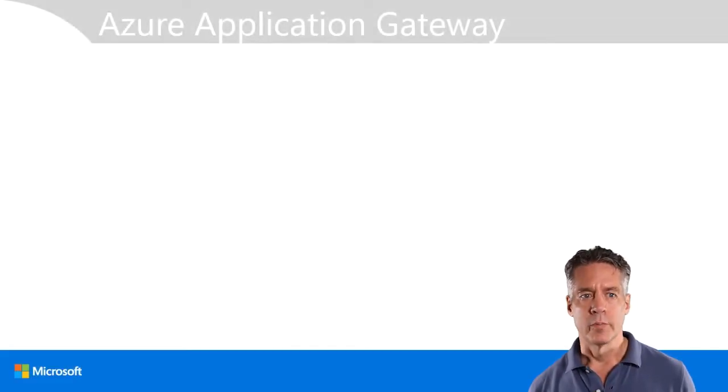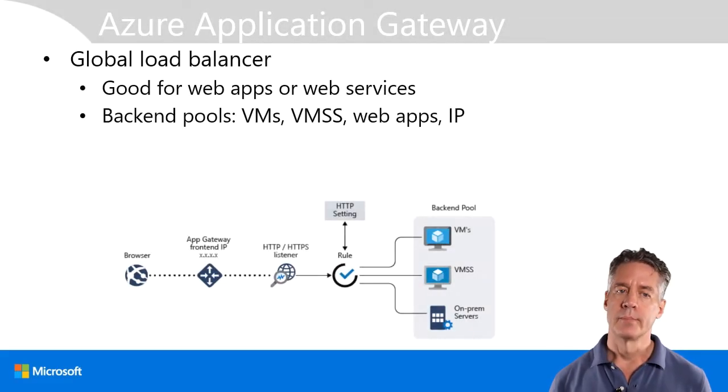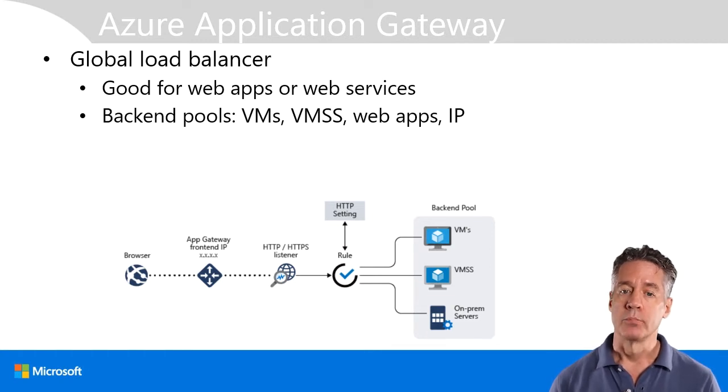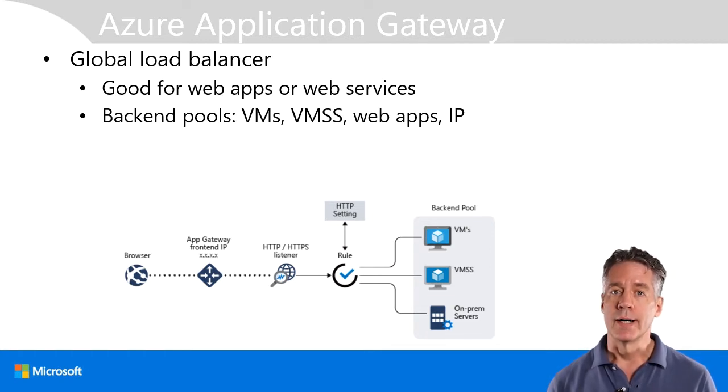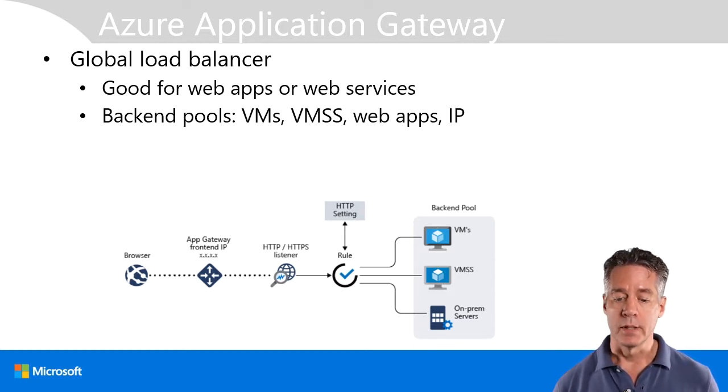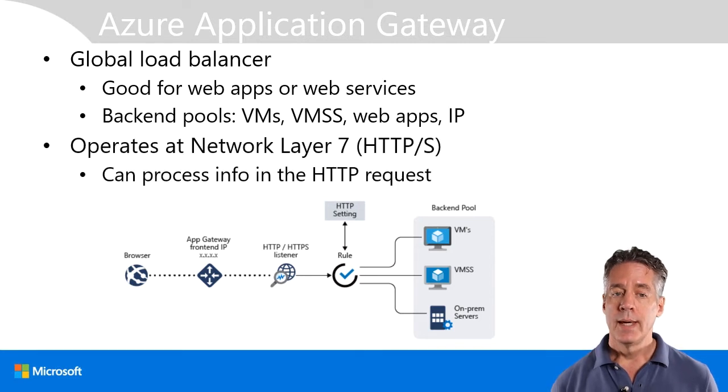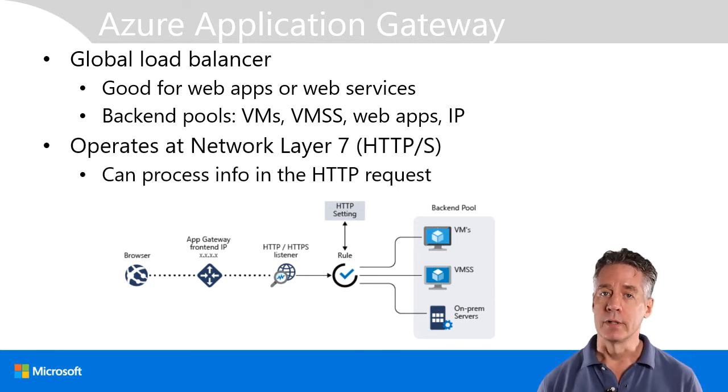The other load balancer we want to talk about is Azure Application Gateway. This is a global load balancer good for web apps or web services. It's a little more flexible in that the backend pool can support multiple kinds of hosts, VMs, VM scale sets, also web apps, or even just a general IP address.